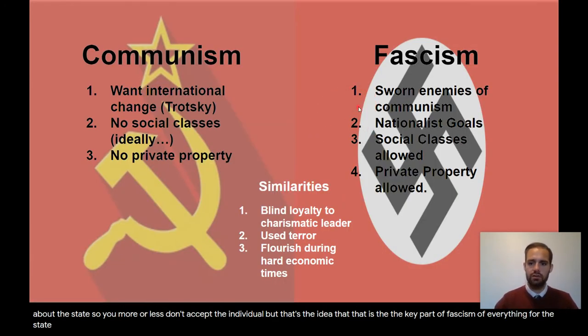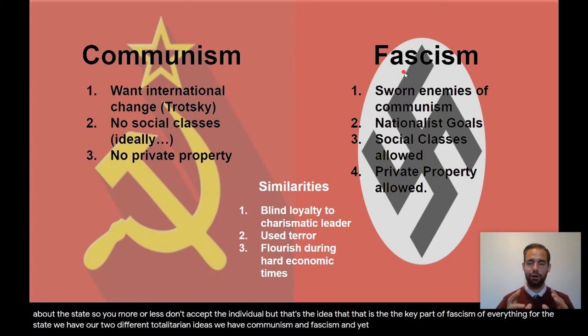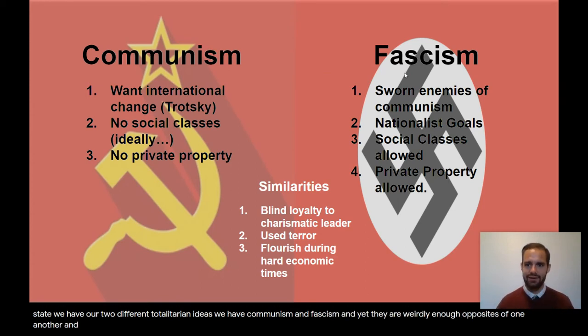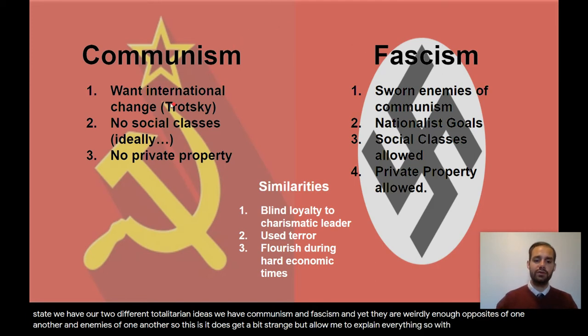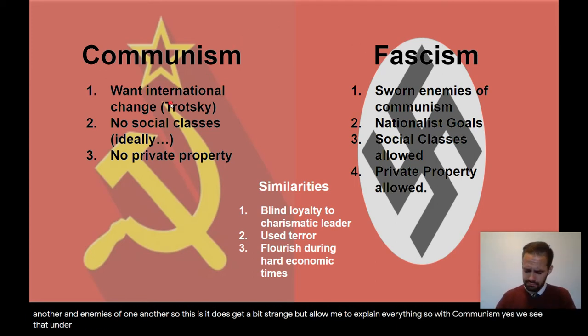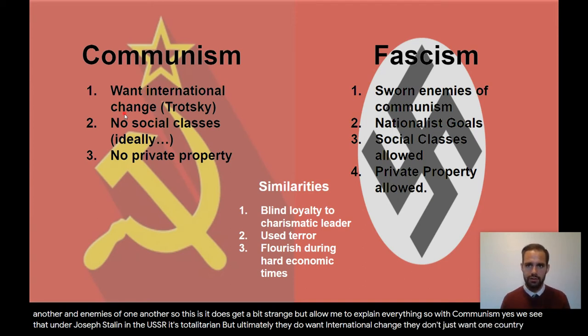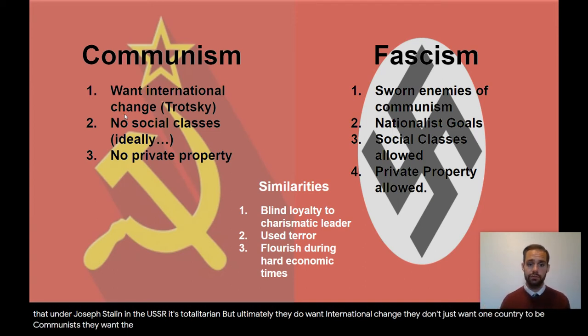We also see here that we have our two different totalitarian ideas. We have communism and fascism, and yet they are, weirdly enough, opposites of one another and enemies of one another. So it does get a bit strange, but allow me to explain everything. With communism, yes, we see that under Joseph Stalin in the USSR, it's totalitarian. But ultimately, they do want international change. They don't just want one country to be communist. They want the entire world to become communist.